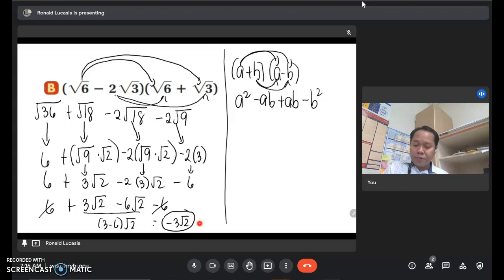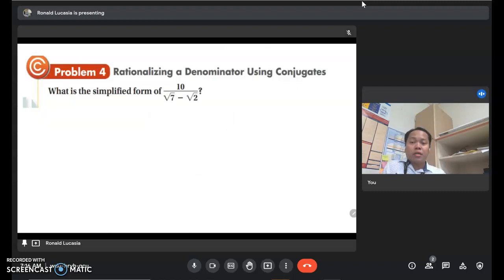Okay, the next one is division of radical expressions. So in division of radical expressions, we have to use the conjugate. The conjugate means it's like the opposite of a real number. So the conjugate of negative 9 is positive 9. The conjugate of negative 6, that is positive 6.